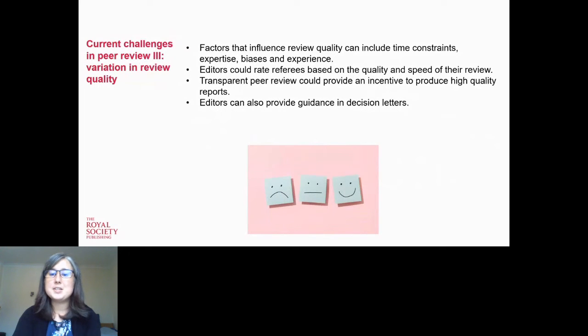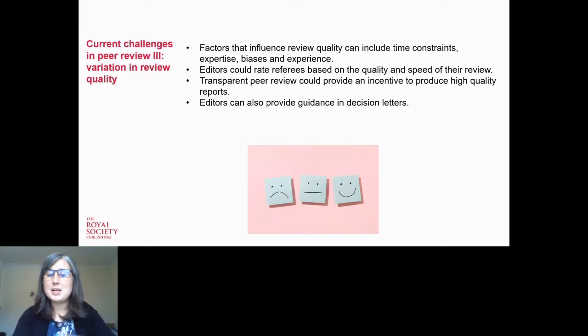A related challenge is the quality of reviews, which can vary enormously, from helpful and detailed to very short and vague. There are a number of reasons for this. Firstly, peer review is carried out by academics who are very busy. Ideally, if a referee is too busy to write a review, they would either decline the invitation or ask for an extension, but this may not always happen.